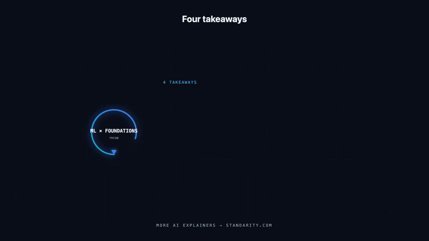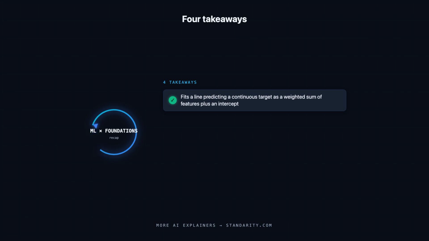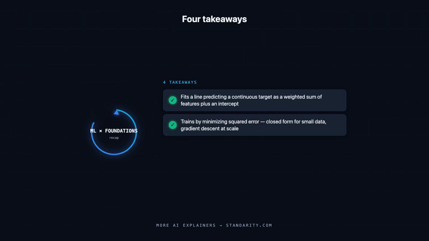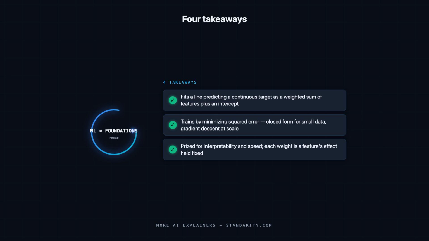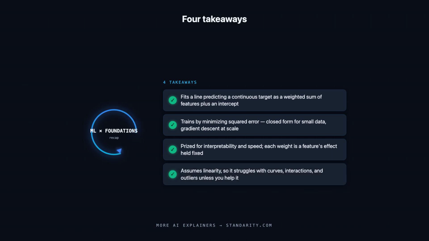Alright, let's lock in what matters. Linear regression fits a straight line or a hyperplane that predicts a continuous target as a weighted sum of the input features plus an intercept. Training means choosing the weights that minimize the sum of squared errors, solved in closed form for small problems and by gradient descent at scale. Its superpower is interpretability and speed, and it assumes a roughly linear relationship, so it struggles with curves, interactions, and outliers unless you help it along. Every heavier model you'll meet is really this idea stretched further.